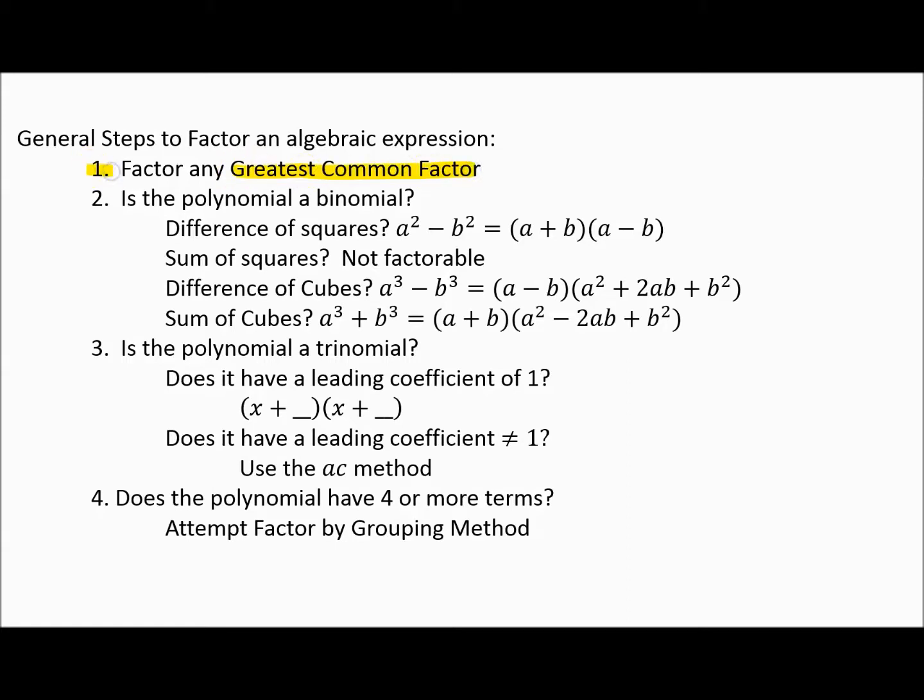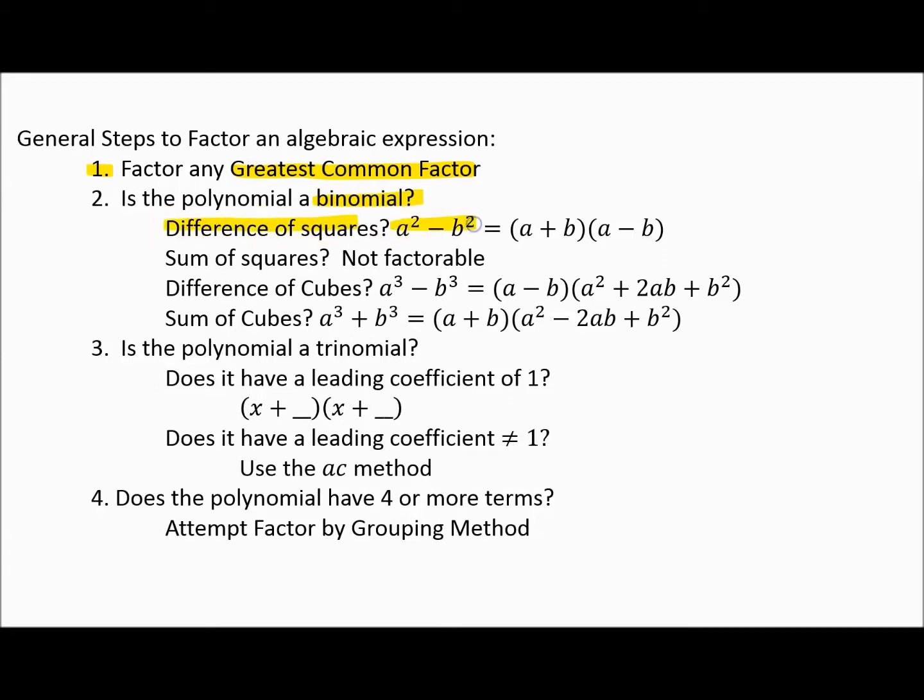You should always do that first. If you forget, you often can do it after, but it's so much easier to factor the greatest common factor if your problem has one first. Then you ask yourself, do you have a binomial? If you do have a binomial, then you need to ask yourself, is it a difference of squares?